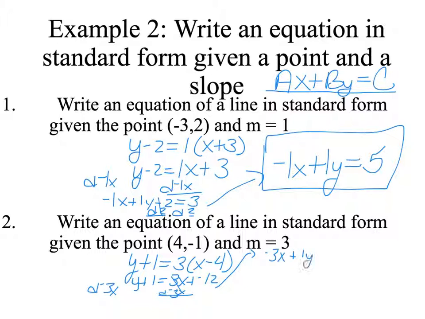plus 1y plus 1 equaling negative 12. Add 1 to each side. Final answer in standard form, negative 3x plus 1y equals negative 11.